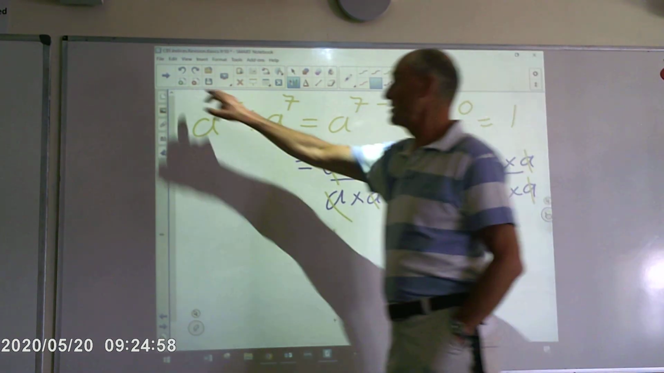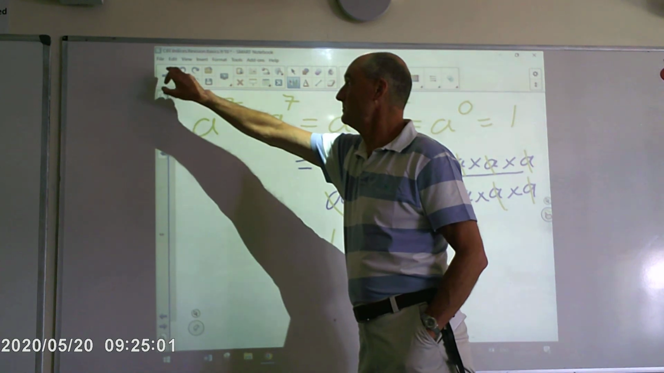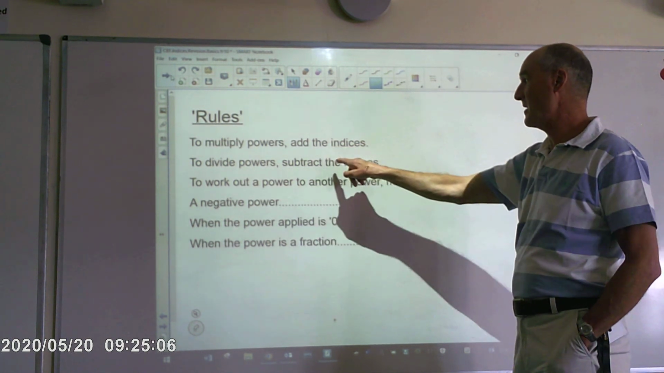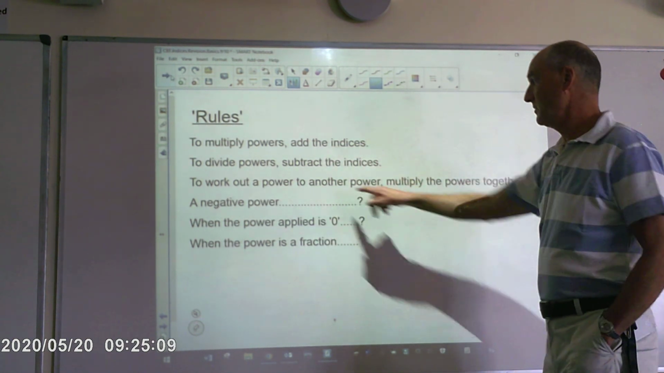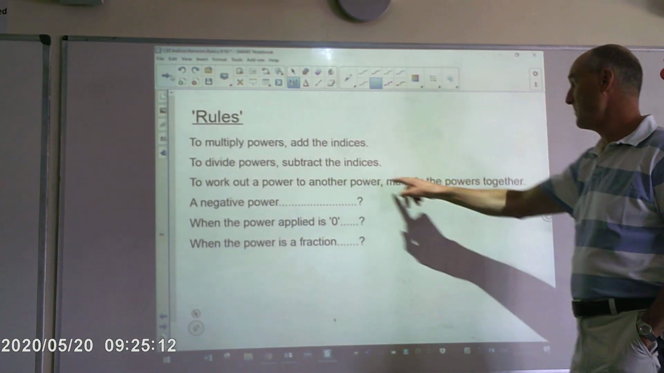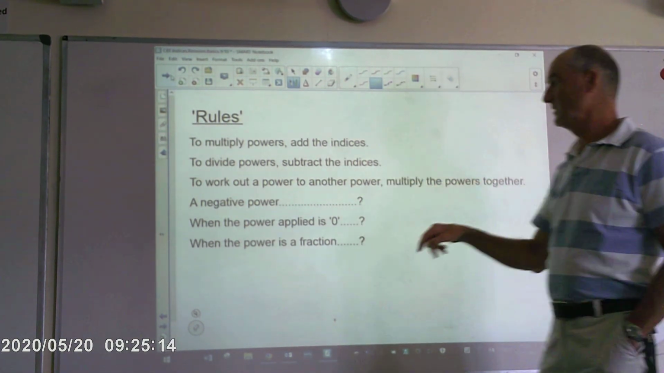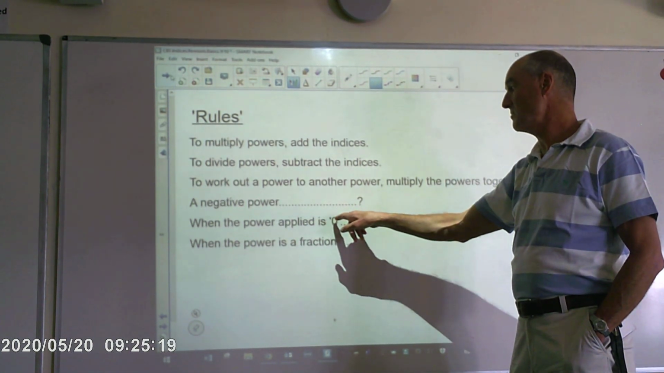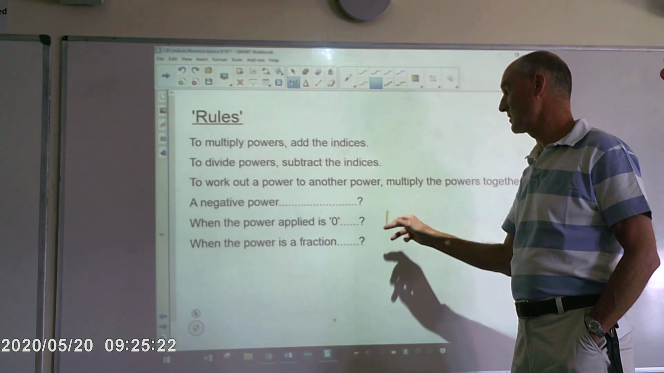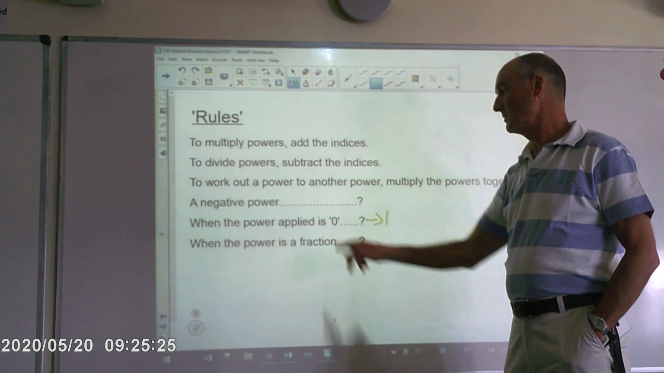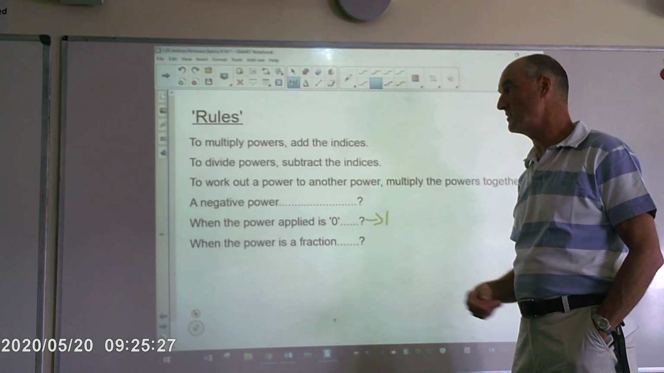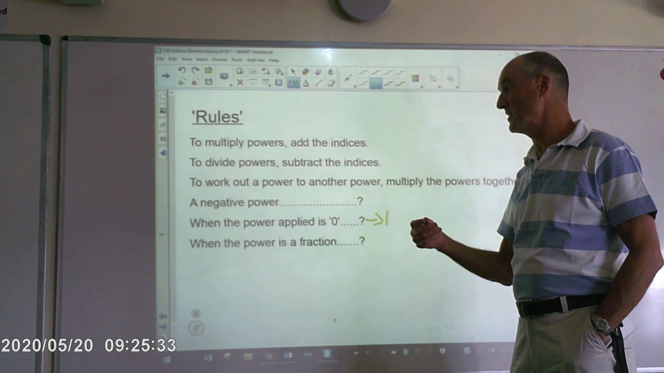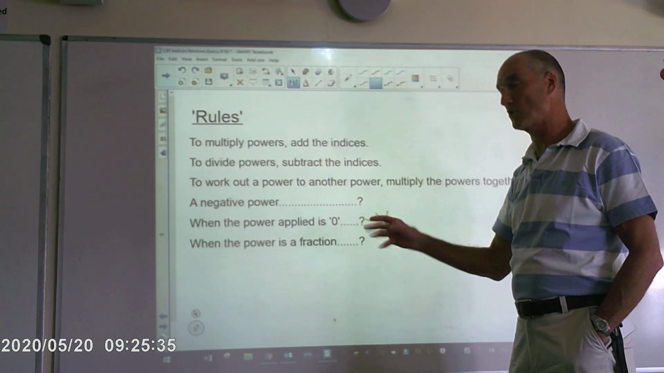Right, these are the rules that you need to write down, ladies and gents. To multiply powers, add the indices. To divide powers, subtract the indices. Working out a power to another power, multiply the powers together. A negative power, I haven't gone through with you. When the power applied is 0, it's going to go to 1. When the power is a fraction, we've gone through that, you know what to do with that. It's just a root, okay? You've just got to think about roots as well.